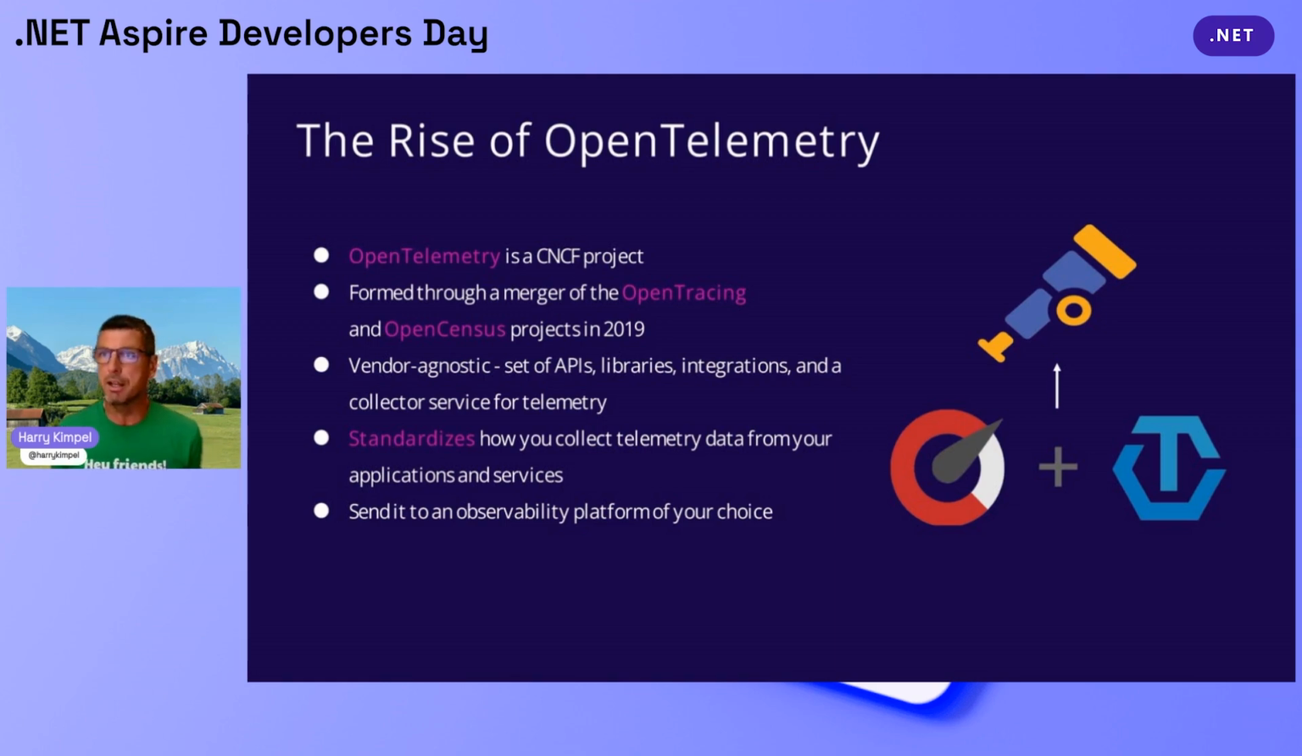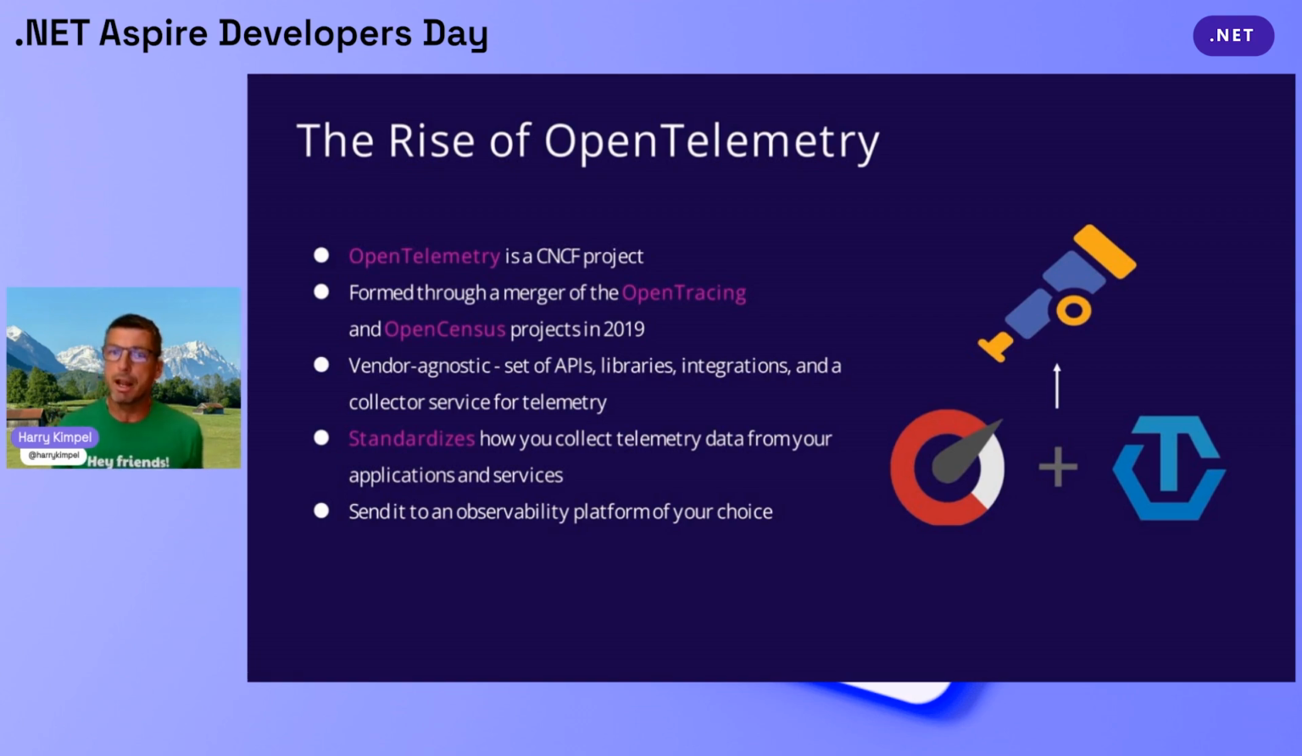OpenTelemetry was initiated through a merger of two different projects: OpenCensus, which focused on metrics, and OpenTracing, which, as the name suggests, focused on tracing. They got merged into a single project to define a standard in the industry that everyone can agree on. OpenTelemetry focuses on metrics, traces, and logs, with support for many different programming languages.